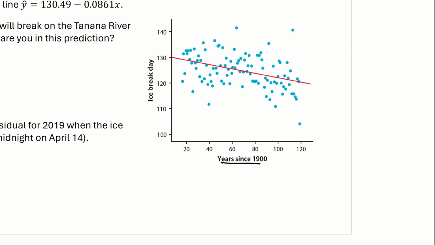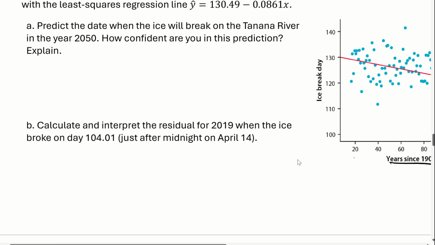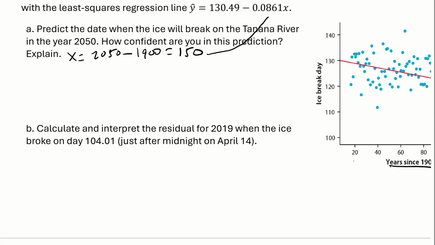Now remember, these are the years since 1900. So for example, 20 years would be 1920. This is 1940. This is 1960, 1980. This is the year 2000, right? 120, that's the year 2020, okay? So if you want it to be at 2050, then that's got to be 150 years out, okay? So what we're going to do is the x is going to be the year 2050 minus 1900. So that's 150 years, okay? That's the number of years since 1900. All right, so you're going to plug that into here, okay?